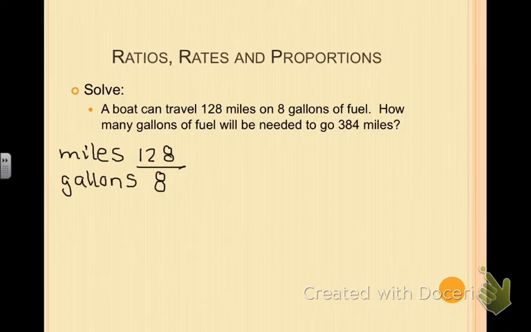So we need to be sure that we set up the second fraction with the same units. We want to know gallons needed for 384 miles. In lining up our units correctly, the second fraction will be 384/x. Now, because this is a proportion, these two fractions are equal, and we also know that their cross products will be equal. 384 times 8 equals 128 times x.